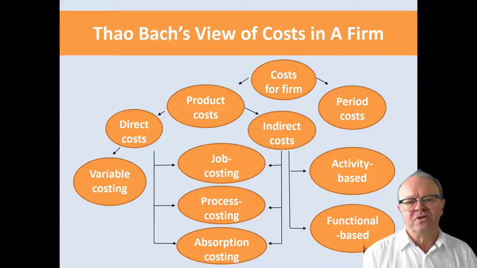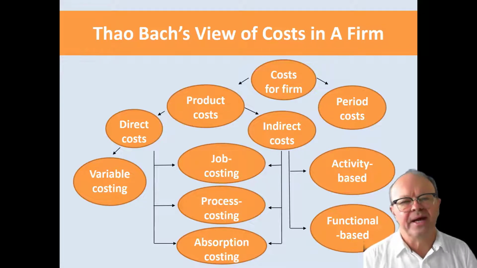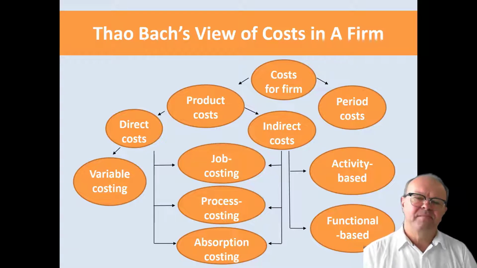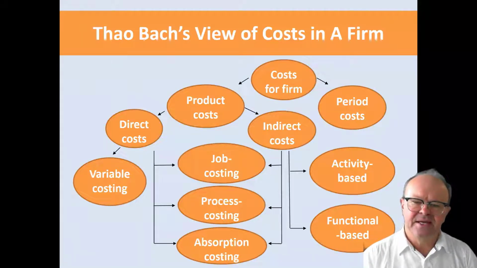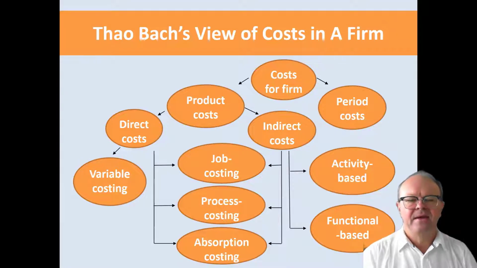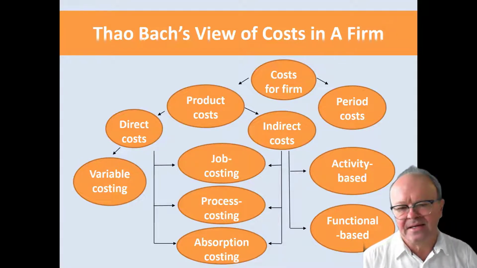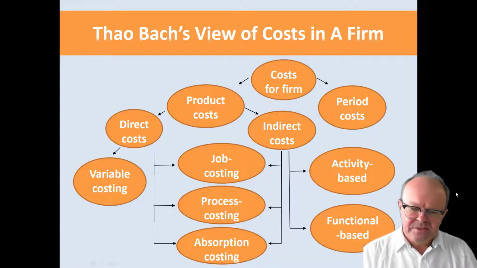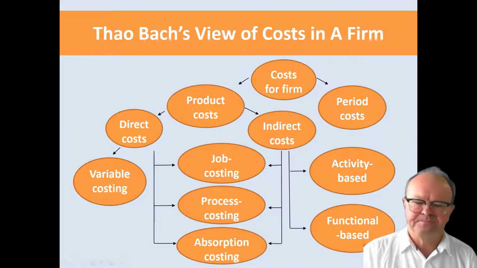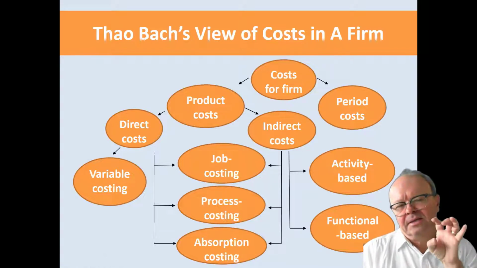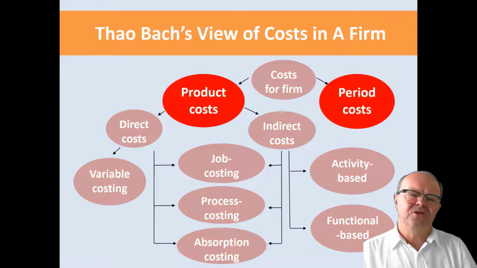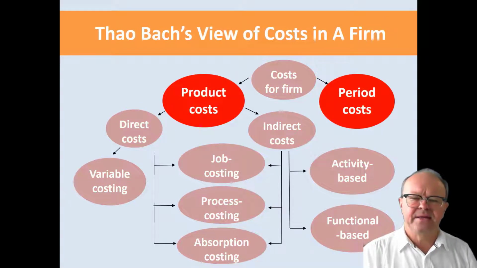Costs for the firm up the top, all the costs of the firm can be broken into product and period costs. And then we can break up the product costs into direct and indirect costs. And then under that, there's various ways of allocating direct and indirect costs to products. So that was how she was viewing these various concepts. This is how I'm trying to understand it. So she broke all the costs into product and period costs.